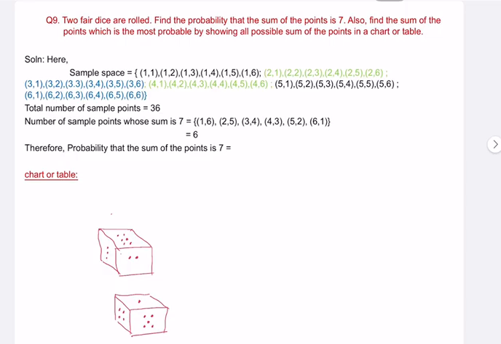Hello, everybody. Today we are going to take another question, number 9 from the chapter Probability, exercise 14.1. So let us start without further ado. Let's see the question first.